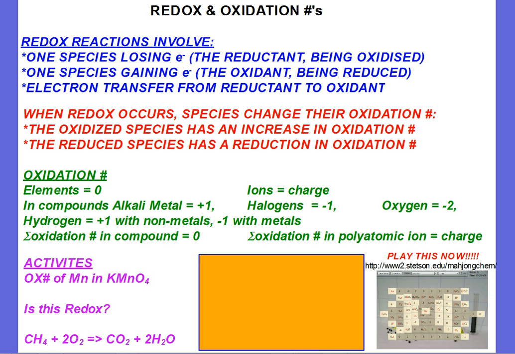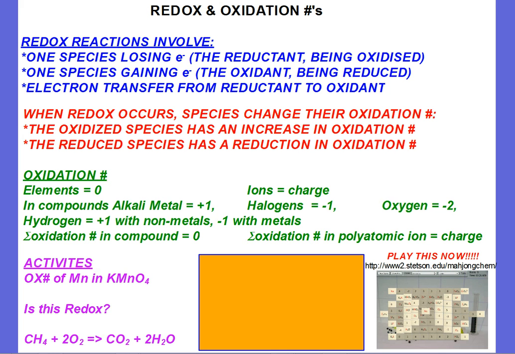Moving on. Redox and oxidation numbers. Now, redox reactions involve one species losing electrons, which is the reductant, which is being oxidized, and one species gaining electrons, which is the oxidant, which is being reduced, and you have electron transfer from reductant to oxidant. And when redox occurs, you get a change in oxidation numbers. The species that's oxidized has an increase in oxidation number. The species that's reduced has a reduction in oxidation number.